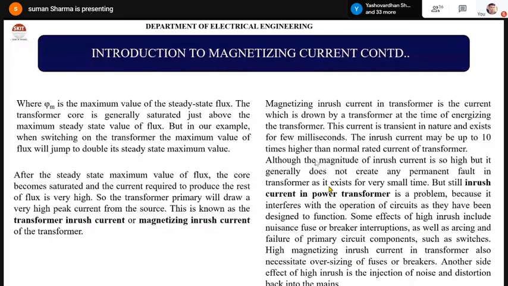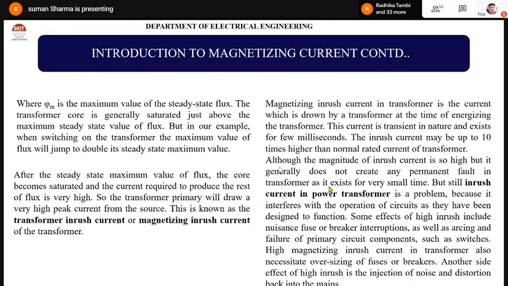So there can be a harmonic restraint relay to identify that this is the inrush current and it is non-sinusoidal in nature, it is distorted due to the presence of harmonics and it is not the fault current. But still inrush current in a power transformer is a problem.